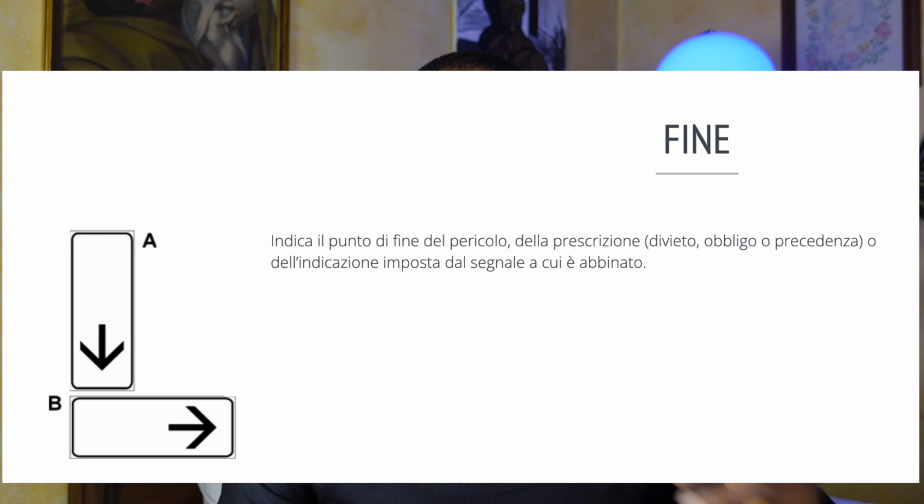So the next one we have here is the fine. Anything fine means it ends there. And for you to identify this sign, you see an arrow pointing down and an arrow pointing right. So anytime you see fine, just know this sign ends here. So after this sign, you are free to do your thing. If it's divieto di fermata, after this sign, you are free to stop to drop a passenger. But if it's divieto di sosta, after this sign as well, you are free to stop to drop a passenger.